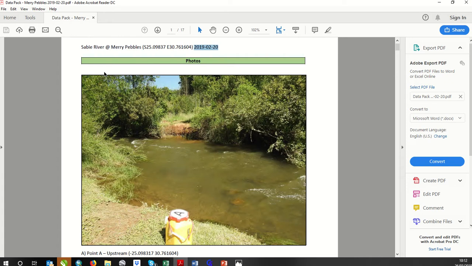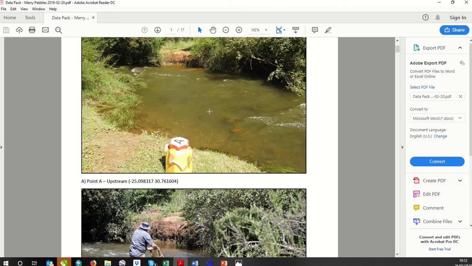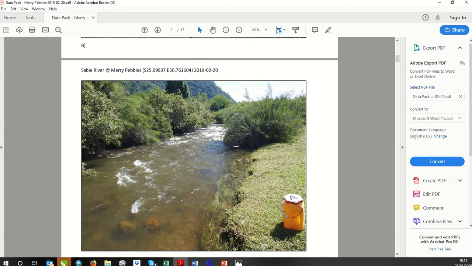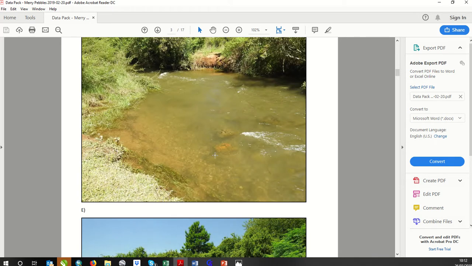So what I want to show you is what Rob has given us. Rob has said that they did an assessment on the 20th of February this year. So you can see it was in February, so it was during the high flow period, at Mary Pebbles on the Sabi River in Mpumalanga. Okay, so that's where it was. What they've given us is these photographs of the different sections where they did these assessments, where they collected fish. You can see there were different locations where they sampled.